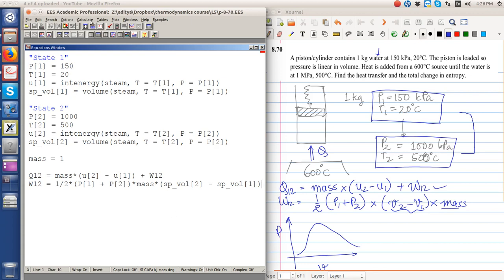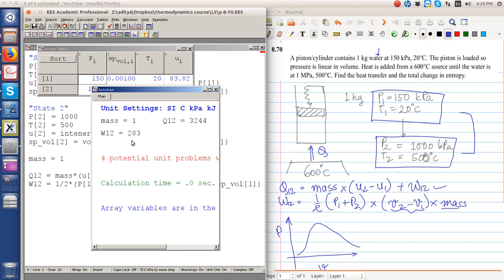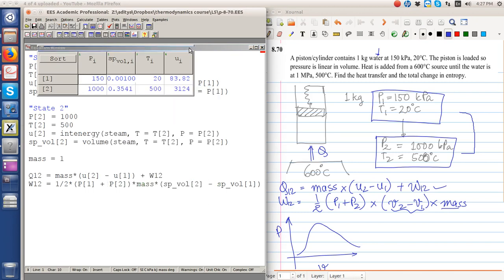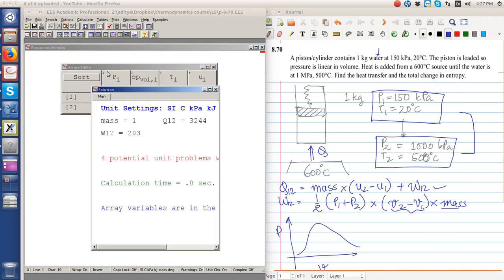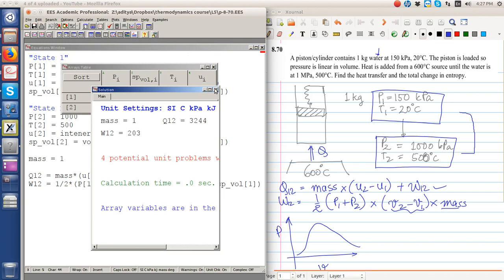Okay, let's see now if this works or not. So the work done. Okay, the heat transfer is equal to 3244 kilojoule. So heat is absorbed by the system because the Q was positive. Q is positive, so heat is absorbed by the system. Work is also done by the system.